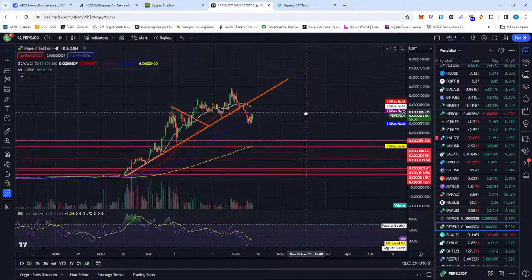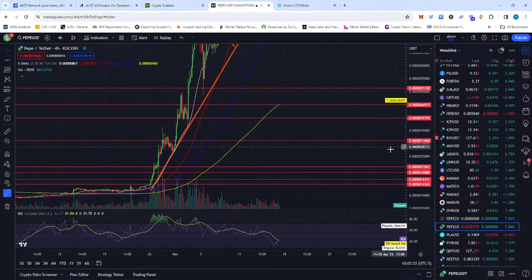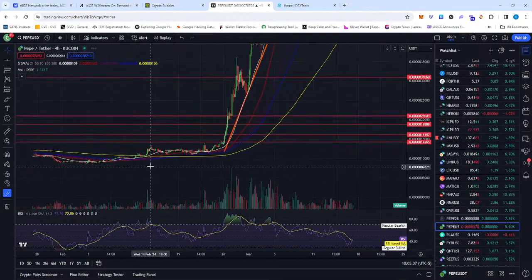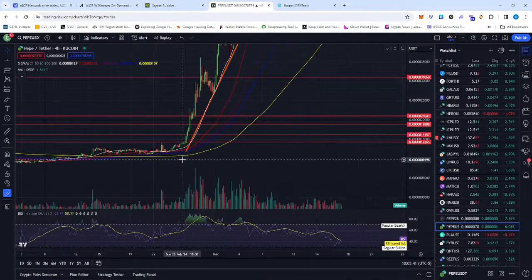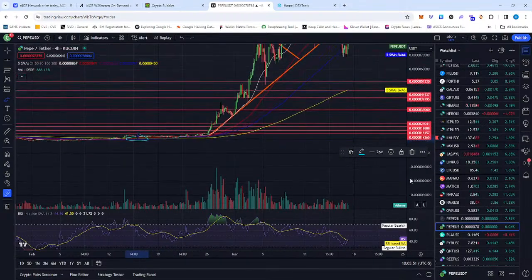Now, another thing, you have what's called a golden cross. When you see the golden cross, which is the 50 crossing the 200, you get a significant run up. So right here, you have a golden cross, the 50 crosses the 200 SMA. Look at the run up. Hold on.